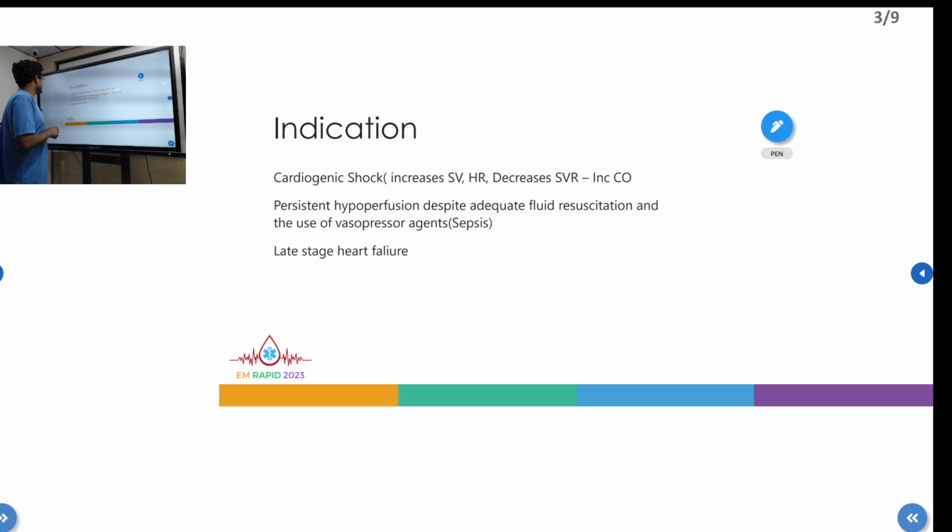These three things go on to improve the cardiac output. Other than that, it is also used for persistent hypotension cases, where despite adequate fluid resuscitation and the use of other vasopressor agents, the patient's BP is not improving, and it is also used in late stage heart failure. So: cardiogenic shock, late stage cardiac failure, and persistent hypotension cases.